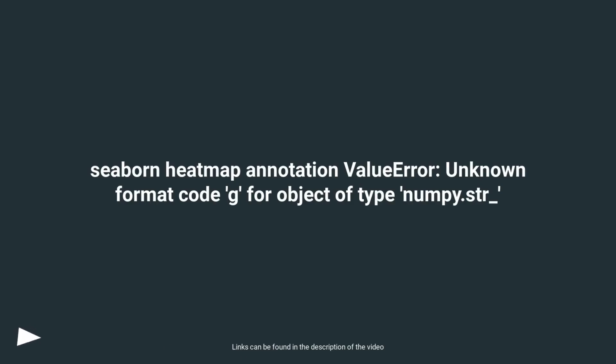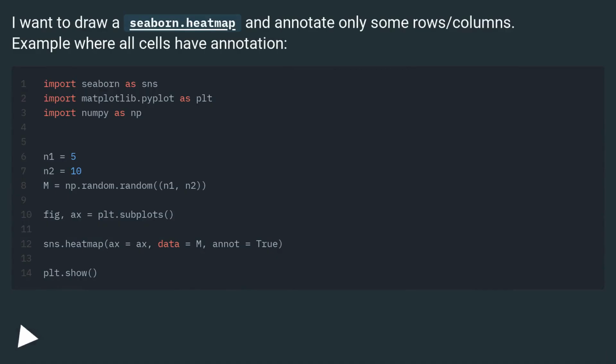Seaborn heatmap annotation value error: unknown format code 'g' for object of type numpy.str_. I want to draw a seaborn.heatmap and annotate only some rows/columns. Example where all cells have annotation.